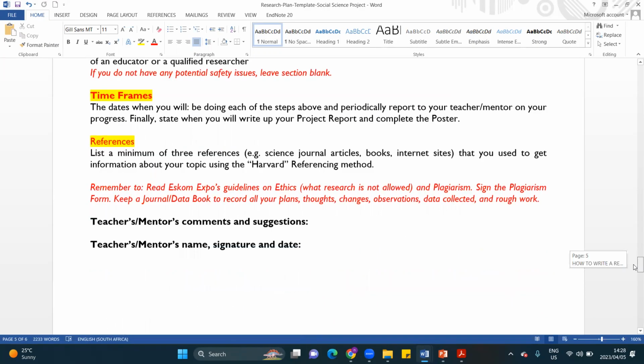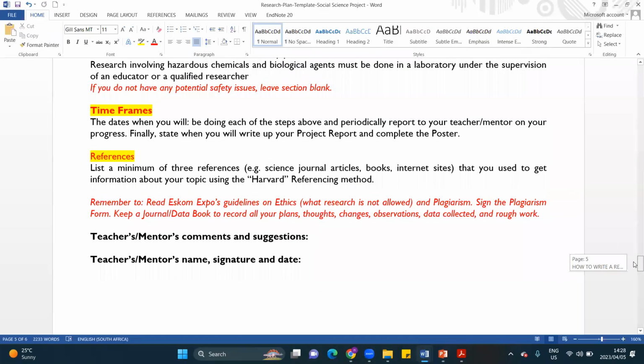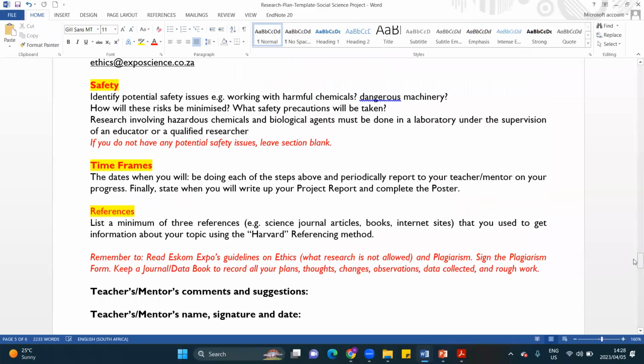And this is why the teacher has to sign this. The teacher needs to check that the learner is not violating any safety issues. The learner is not going to put themselves in harm's way while doing the research, okay?